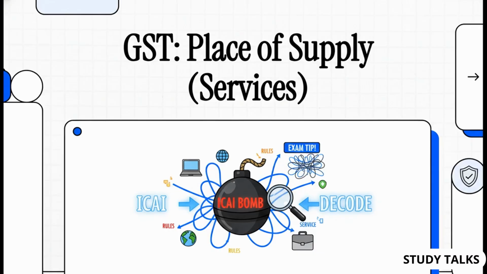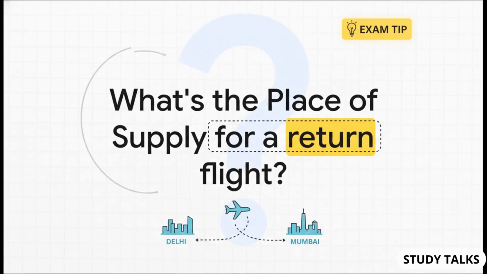Today, we're going to defuse one of the biggest traps that ICAI just loves to set in your exams. Let's dive right in. Okay, no warm-up, let's go. Here is a classic exam-style question. You've got Mr. Sham, he's unregistered, and he books a return ticket Delhi to Mumbai and back. Now, the question is simple. For that return leg, the Mumbai to Delhi part, what's the place of supply?